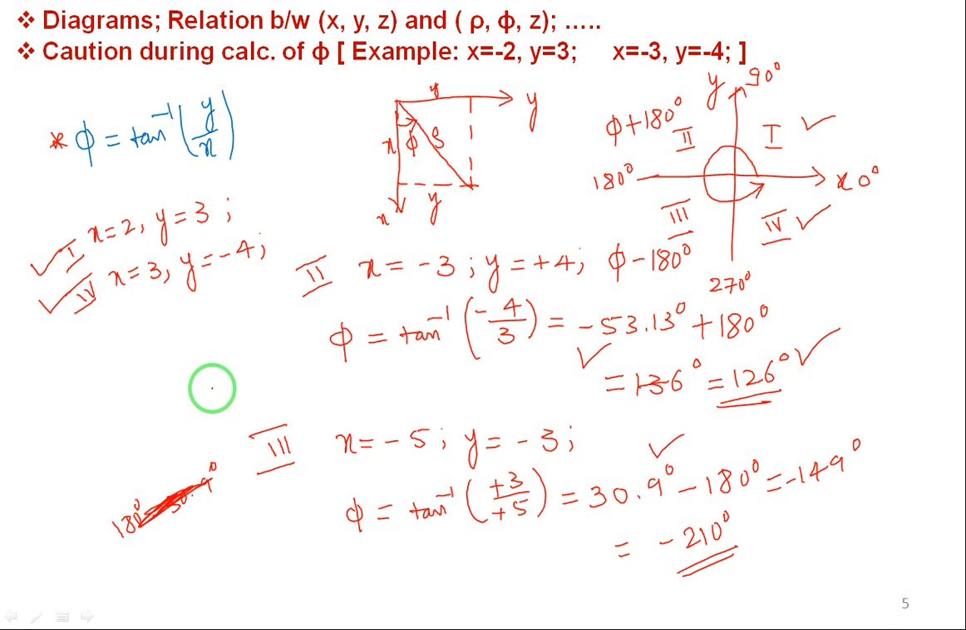Sure, please try to calculate. If any other answer other than 30.9, you tell me. Yes, sir. Sure.